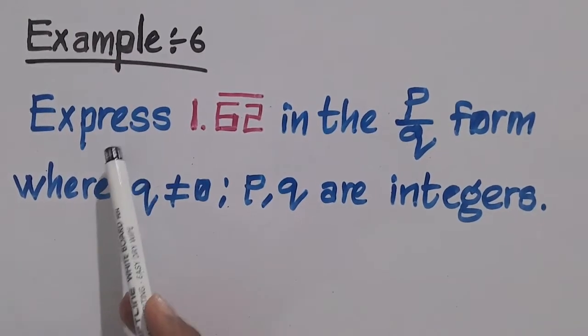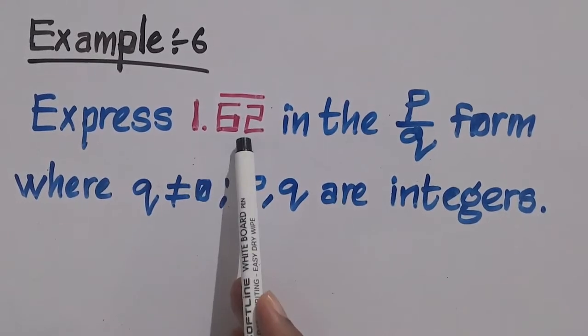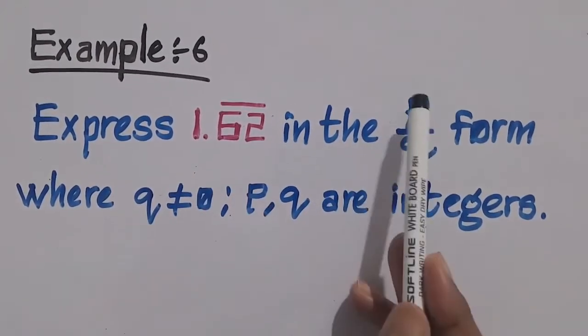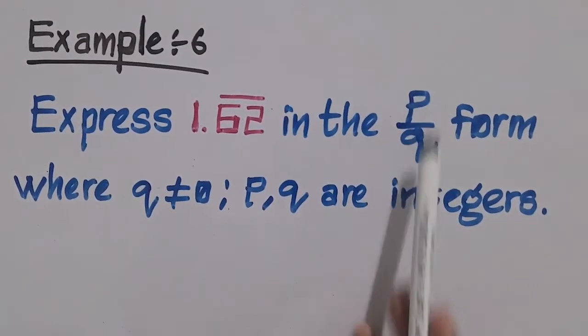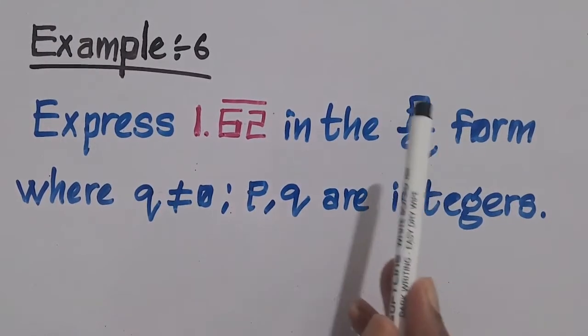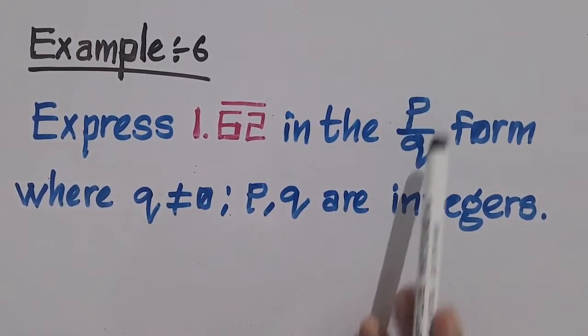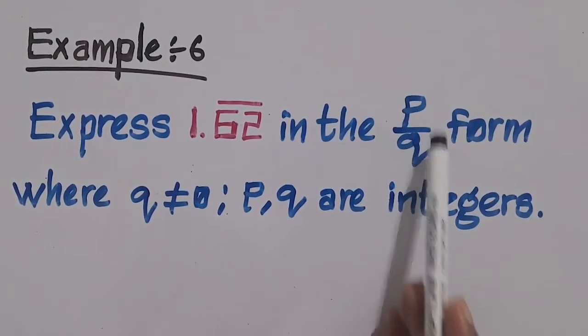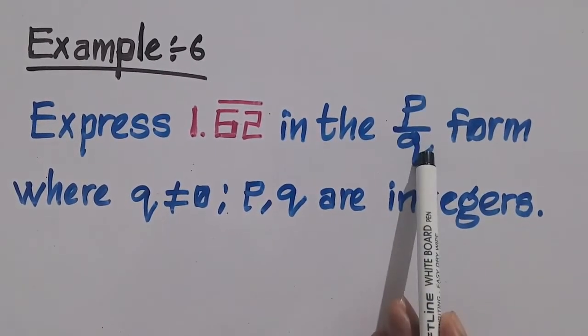Example 6. Express 1.62 bar in the p by q form. Means 1.62 bar we should convert into a rational number. Rational numbers means what? The numbers which are expressed in the form of p by q, where q is not equal to 0, where p, q belong to integers.